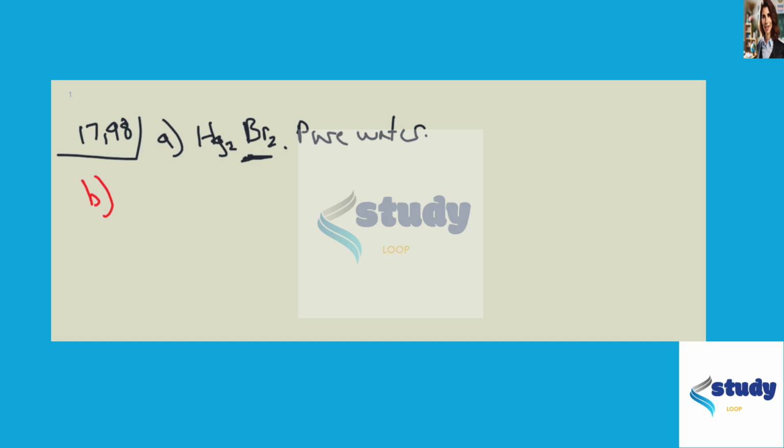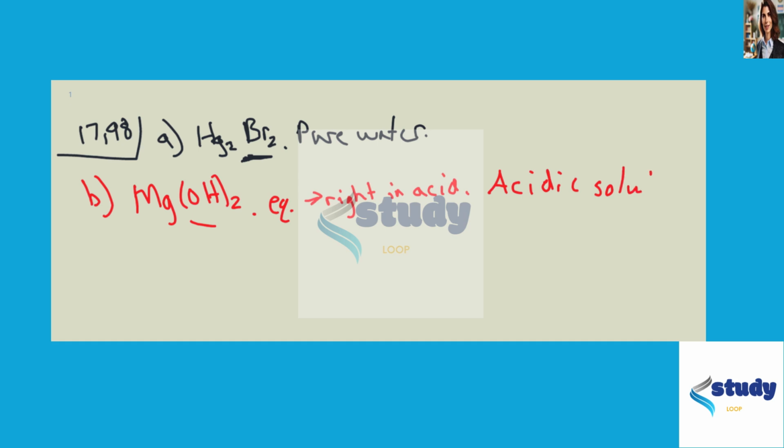Now for B, magnesium hydroxide, we can see here that this base would react very strongly with the acidic solution, which would cause the OH to be consumed, which would drive our equilibrium to the right in acid. So the answer is acidic solution, because we do not get that same effect in pure water.